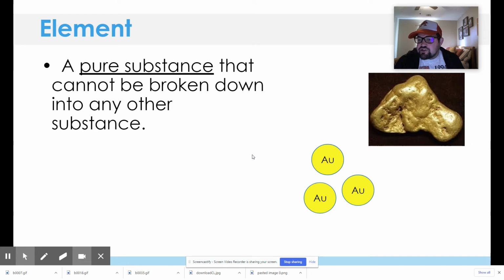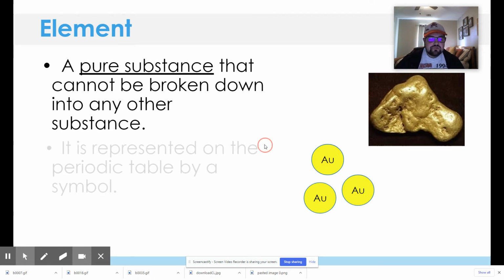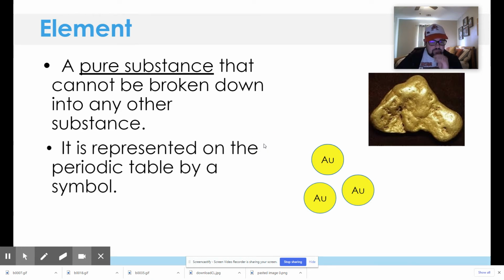Anytime you're dealing with one element from the periodic table in nature, that would be an element. It's a pure substance, and you can't change it. It's represented by the symbol on the periodic table. So all elements have a symbol. We know that from our last unit. And the example here is gold. The symbol for gold is Au, which is different.